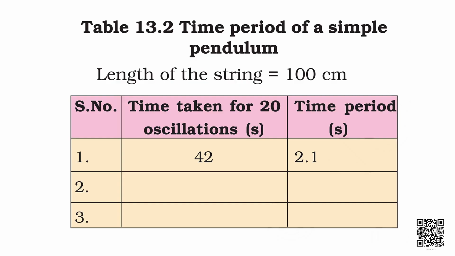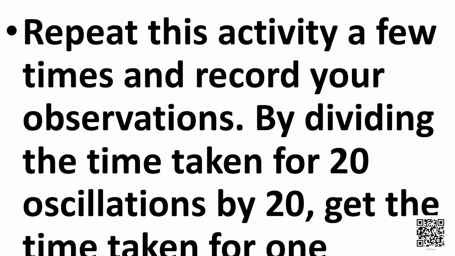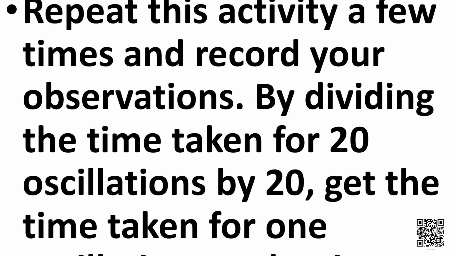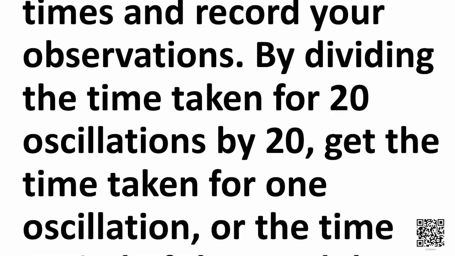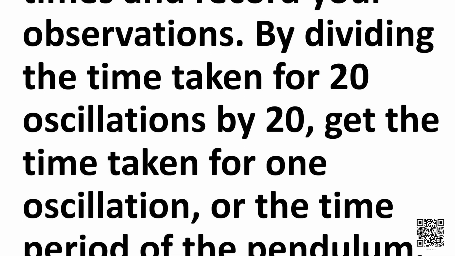Measure the time that the pendulum takes to complete 20 oscillations and then record your observation in table 13.2. The first observation shown is just a sample. Your observation could be different from this. Repeat this activity a few times and record your observations.